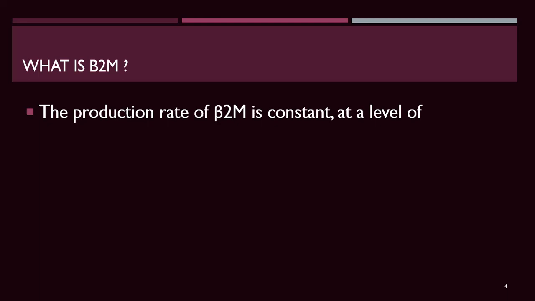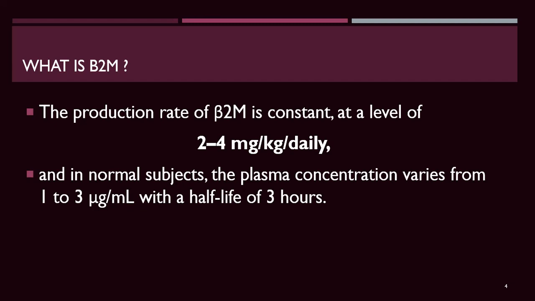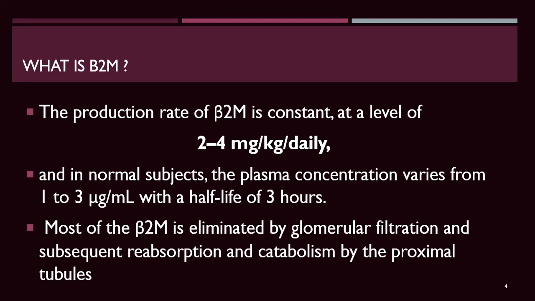Beta 2 microglobulin production rate is constant at a level between 2 and 4 milligrams per kg daily. In normal subjects, the plasma concentration varies from 1 to 3 micrograms per milliliter, with a half-life of 3 hours, while in dialysis patients, it may reach 30 micrograms per milliliter due to accumulation of beta 2 microglobulin. Beta 2 is eliminated by glomerular filtration and subsequent reabsorption and catabolism by proximal tubules.